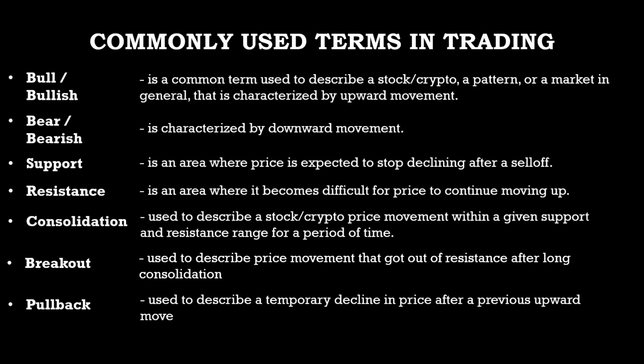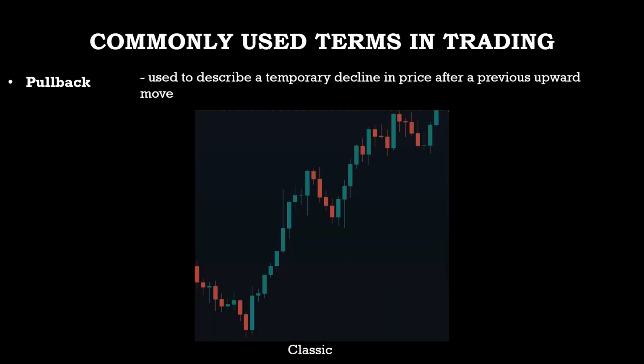Pullback. It is used to describe a temporary decline in price after a previous upward move. There are two kinds of pullbacks based on structure. The classic pullback is a series of candlesticks arranged almost successively below each other and looks like a staircase going down. The entry point is on the confirmation candle on the next day. The stop loss point is below the low.